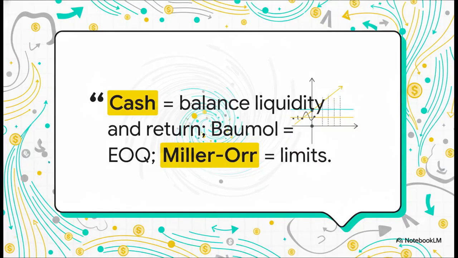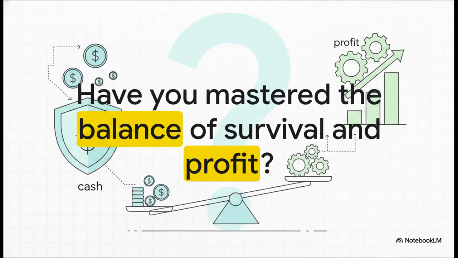Let's lock in this final technical concept of the explainer. Cash equals balance liquidity and return. Baumol equals EOQ for cash. Miller-Orr equals uncertain flows of limits. And just like that, we've reached the end of our breakdown. We've explored every stage of the operating cycle together.